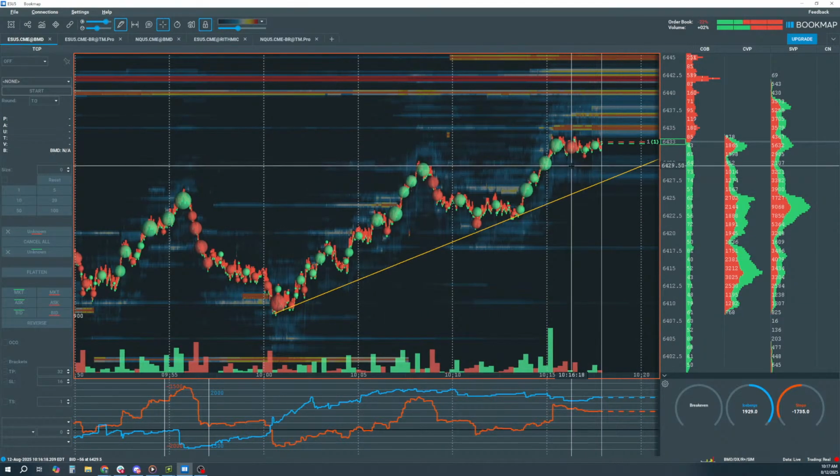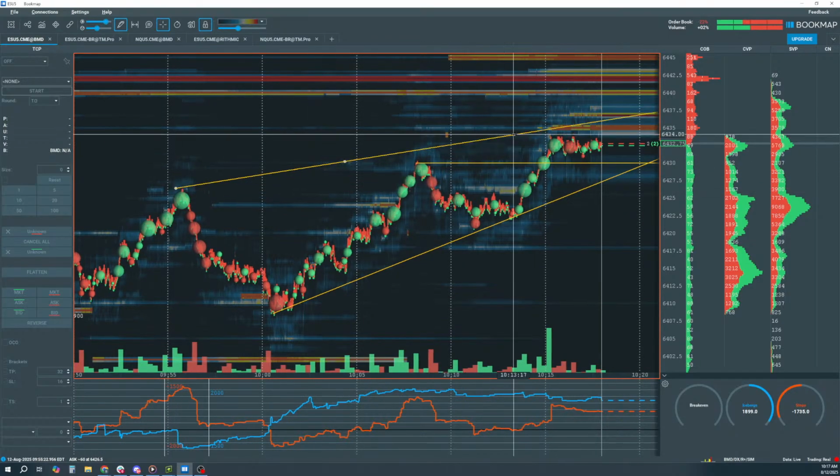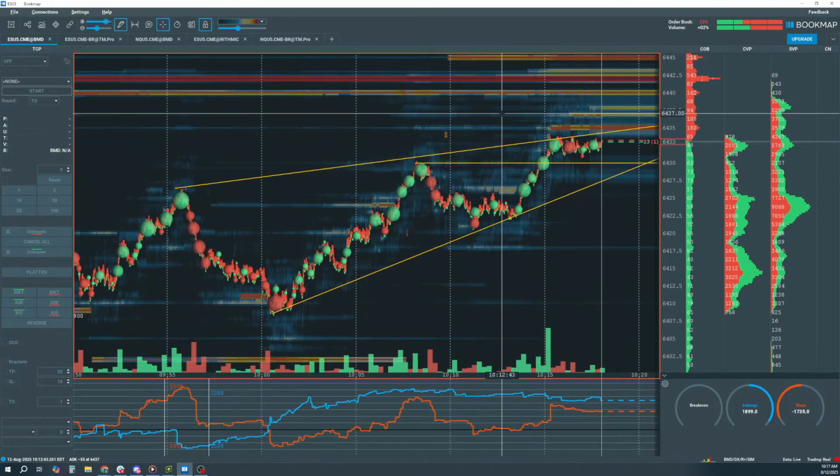Okay, now let's look at some structural areas, see how we broke out here. Let's put a little bit of a channel on it here.